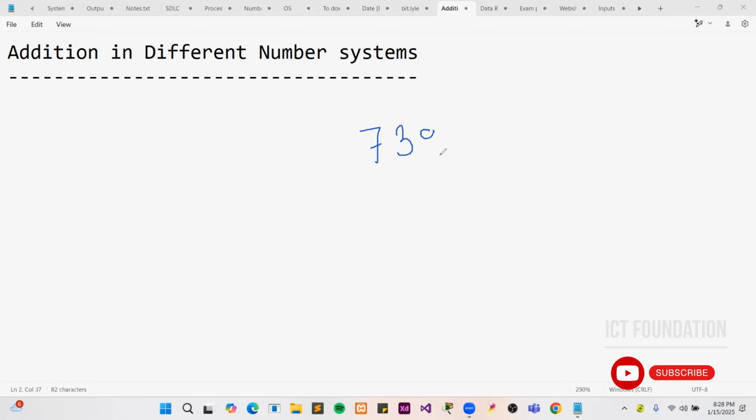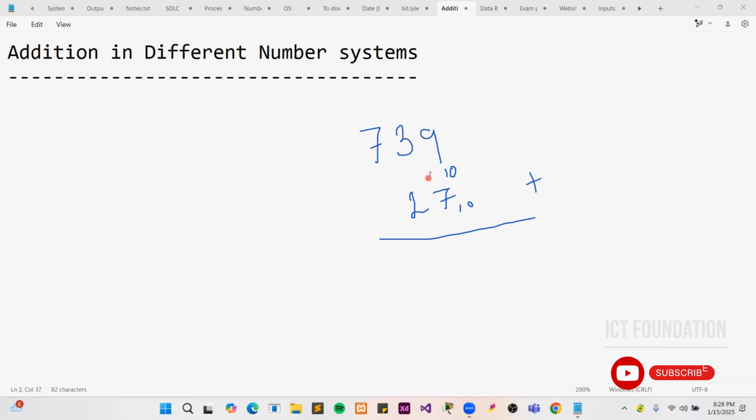739. So this is a decimal number. I'm putting the base as 10. And also 27. So this is another number, base 10. We have to add those numbers here. But once you are doing this addition activity, you have to consider one particular thing. That is, you have to manage all of the numbers in the same base.